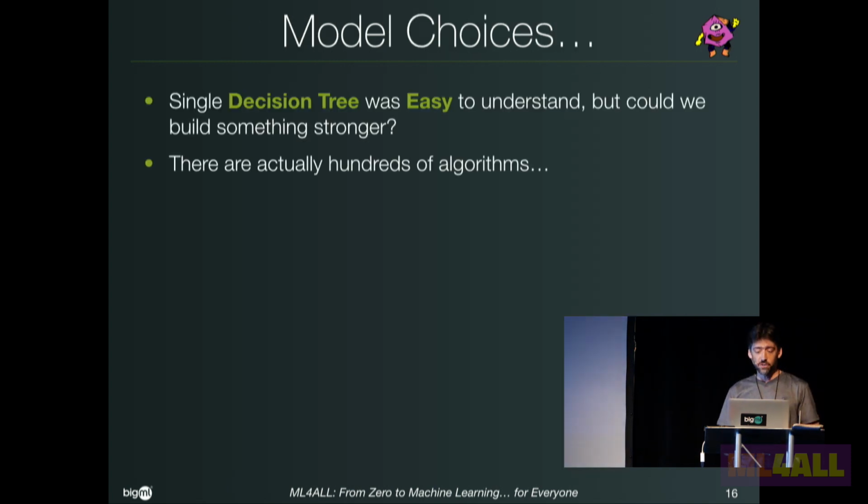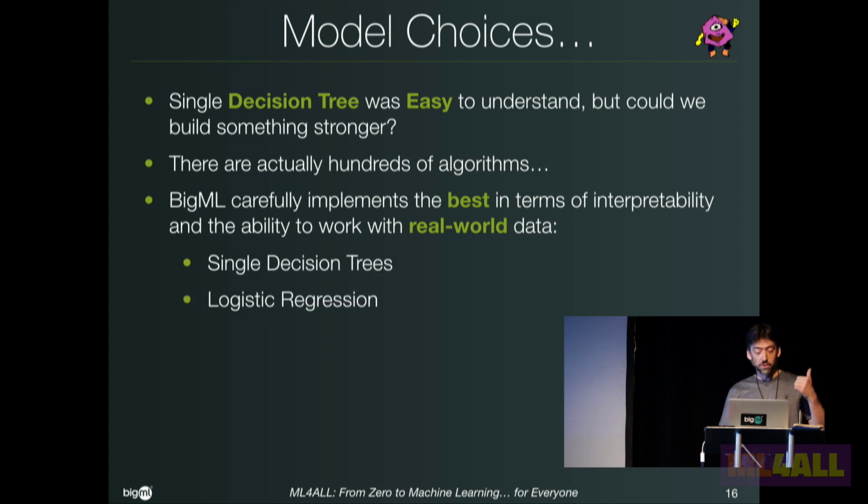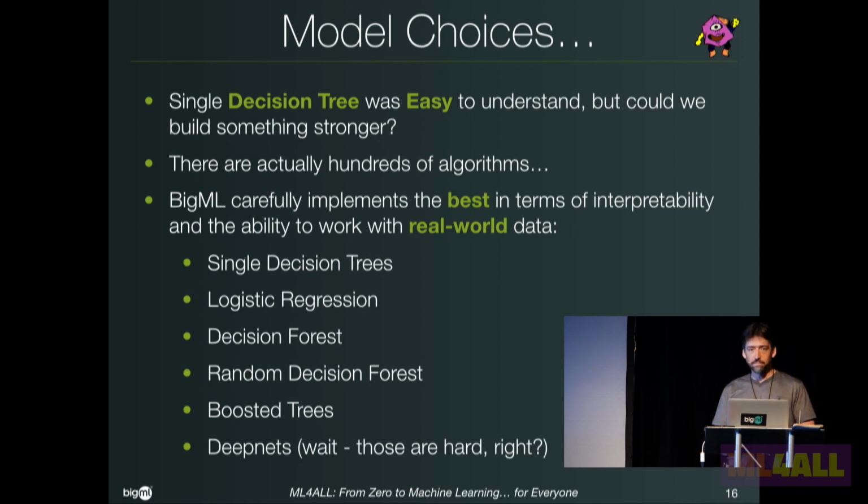And we take this to heart, so we've really focused on implementing algorithms that are the best in terms of interpretability and the ability to work with real-world data. Okay, that's where a lot of these algorithms fall down. So single decision trees, logistic regression, decision forests, random decision forest, boosted trees, and deep nets, deep neural networks.